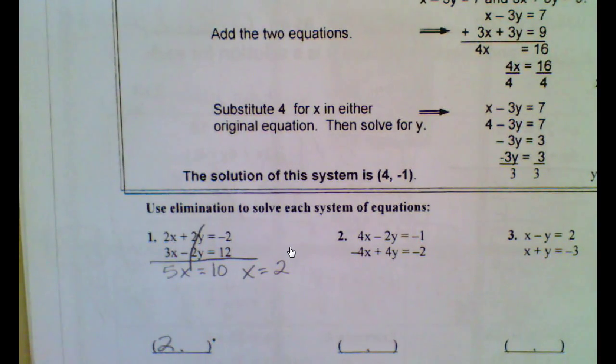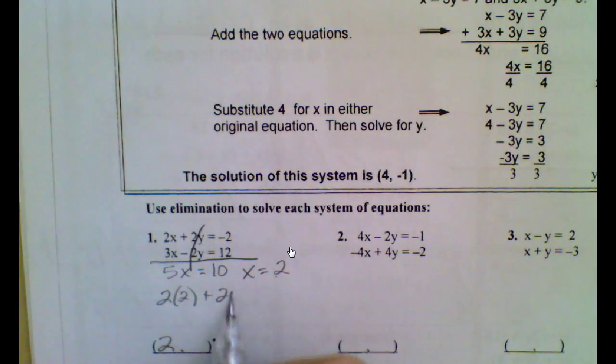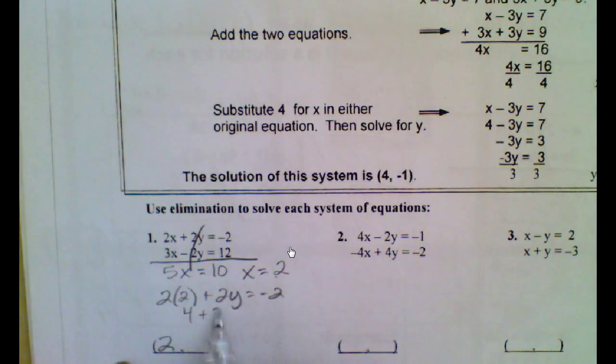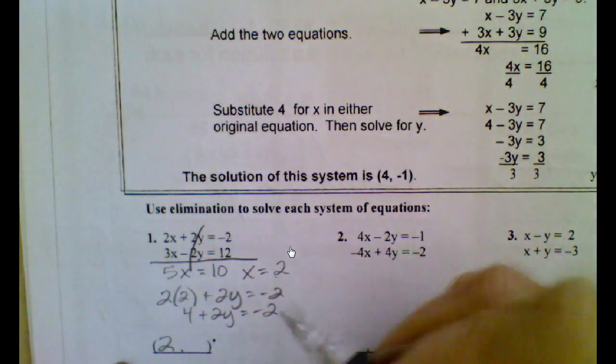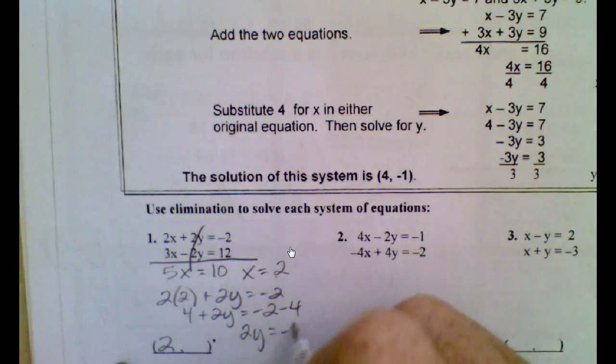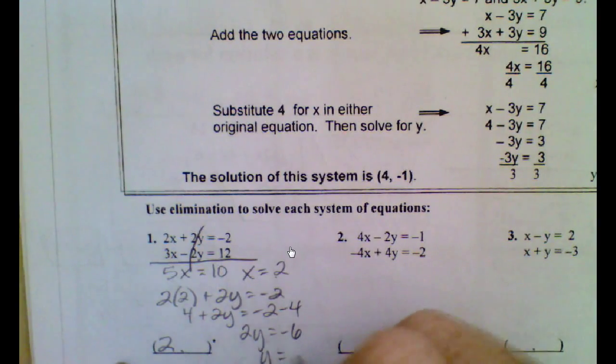Which equation do you want to use to find y? The top one. So we have 2x, or 2, now we have a 2. We substitute that in. Plus 2y equals negative 2. So 4 plus 2y equals negative 2. How do I move that 4 to the other side? Subtract it. So 2y equals negative 6. What does y equal? Negative 3. Good.